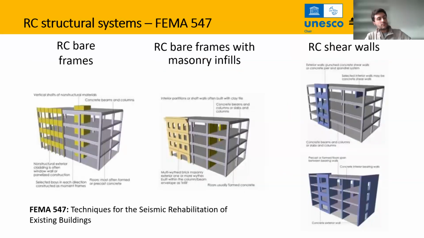Once we understand how the material works, then we can do different types of buildings with this material. And the FEMA 647 divides the structural system in these main three systems. The first one is bare frames, in which we will have only columns and beams. These beams will be connected with a slab with different conditions. Usually it is a concrete slab. And in here we don't have any type of facade or internal partitions that will affect the behavior of the structure.